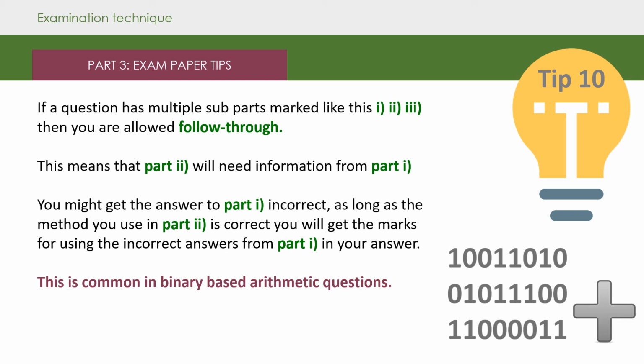And this is common in binary-based arithmetic questions. For example, part 1 may say, work out this denary number in binary. Part 2 may say, work out another denary number in binary. And then part 3 may say, add the results of your first two numbers together. Well, you could get part 1 and 2 both wrong. So the binary you've got is incorrect. But as long as you line them up correctly and perform the correct addition for part 3, even though they're based on wrong answers, you could get the marks for this third part.